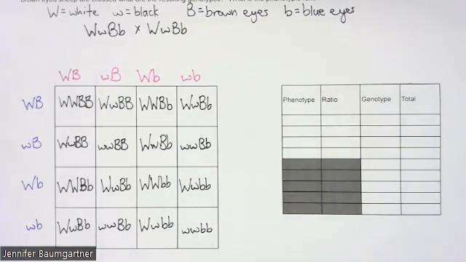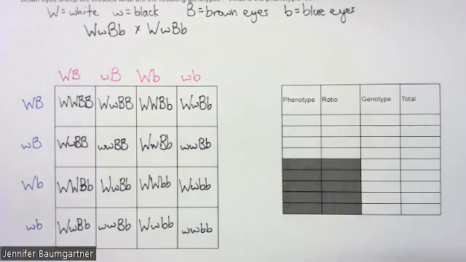Welcome back. Did you get your alleles filled in? So if you did, your Punnett square should look like this. So I want to start off by talking about the genotypes. And one of the interesting things when we do a dihybrid cross with 2 traits is we start to see a little bit of a pattern.